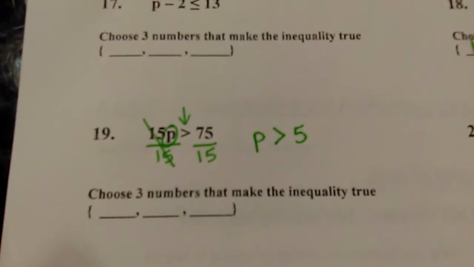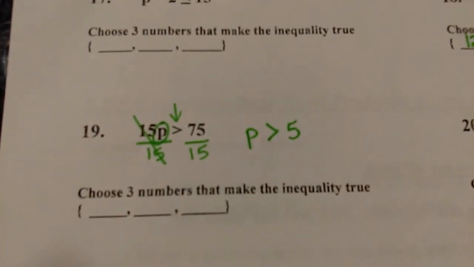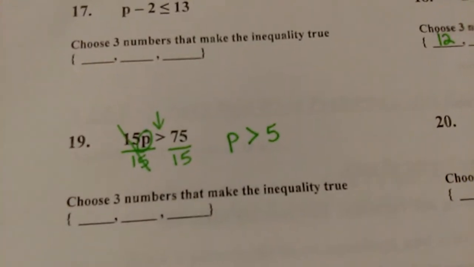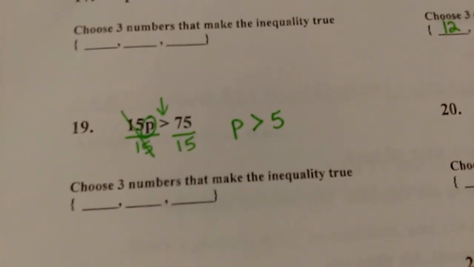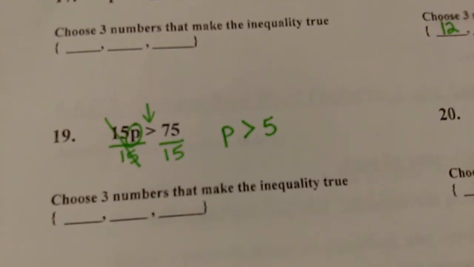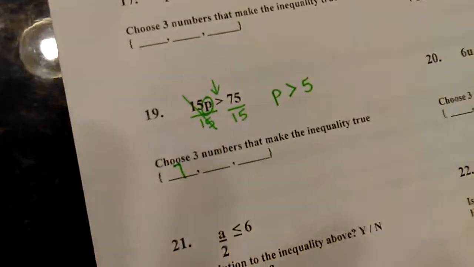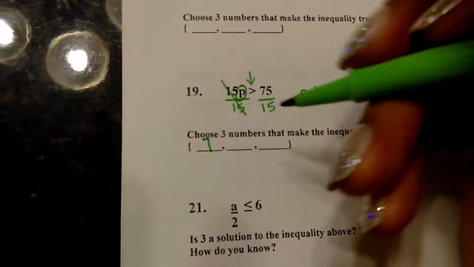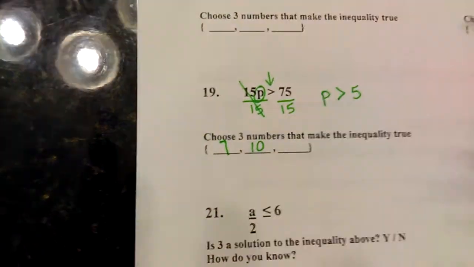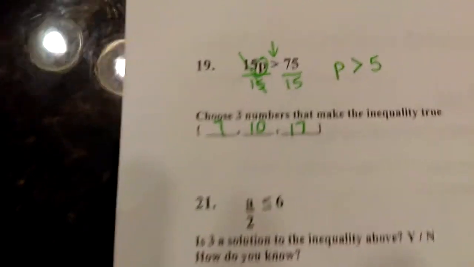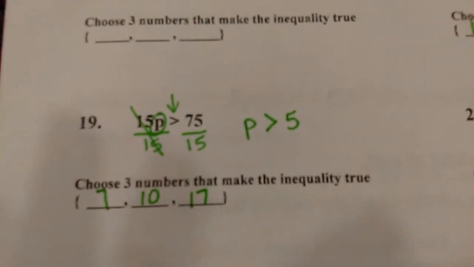So when I choose my 3 numbers, I'm choosing 3 numbers that are greater than 5. So bigger, higher, more than, however you want to consider it, greater than 5. Let's choose, I'm going to choose 7. I'm going to choose 10. And I'm going to choose 17. Those are 3 numbers that are all greater than 5.